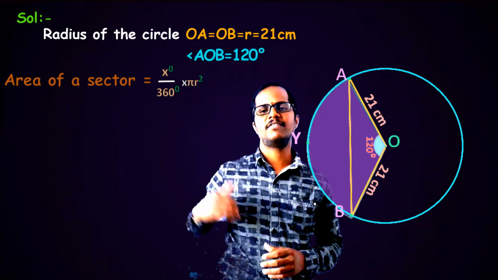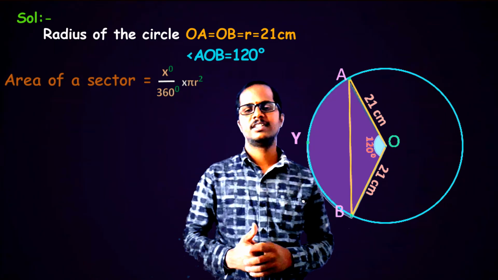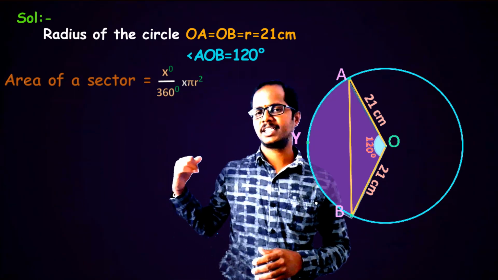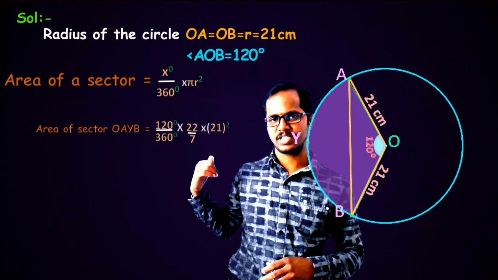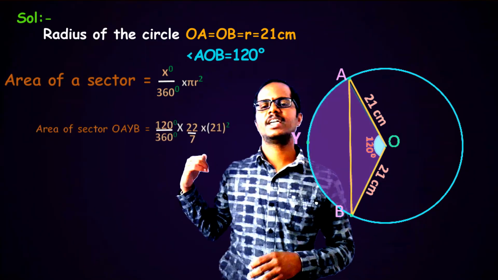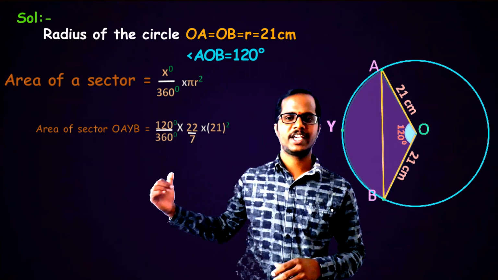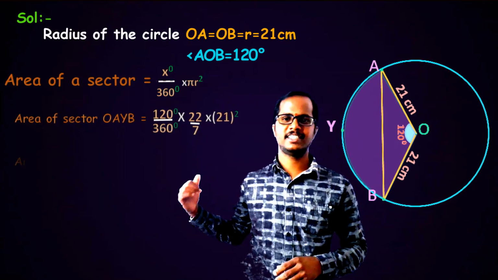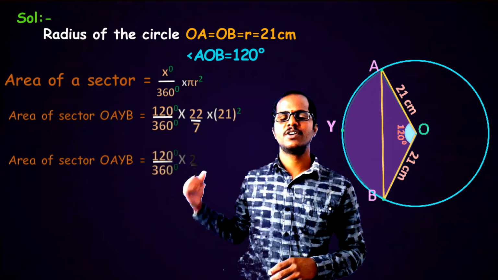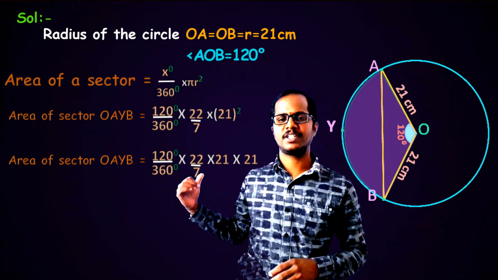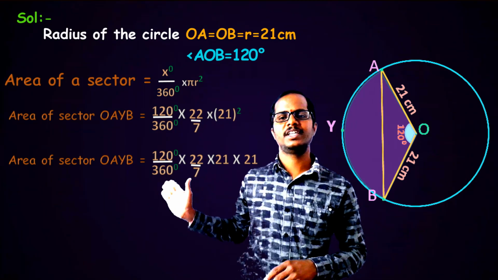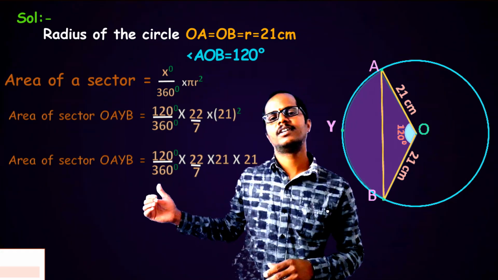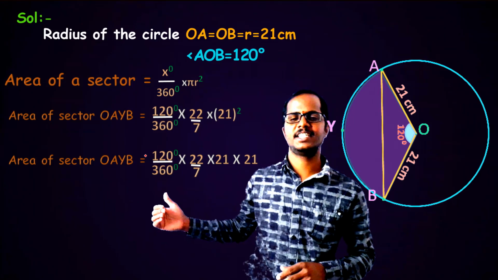into pi value, which is 22/7. So 120 degrees by 360 degrees into 22/7 into r value, which is 21, so by substituting we get 21 square. Now we can write 120 degrees by 360 degrees into 22/7 into 21 square as 21 into 21. Now if we simplify this, here we can cancel 120 and 360.